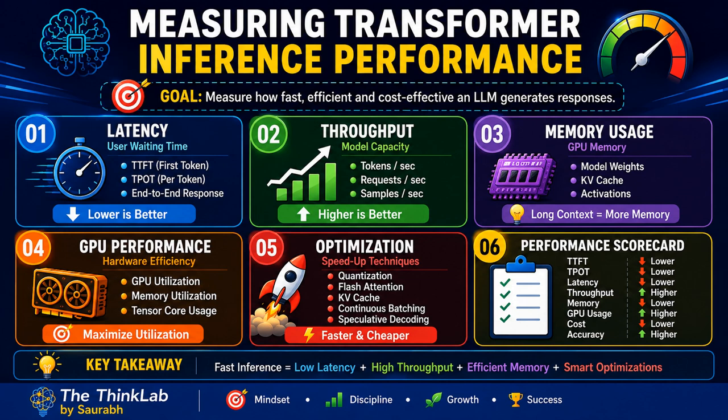Another server processes 1000 requests per minute. So the second server has the higher throughput. Higher throughput means better scalability. Large AI companies optimize throughput to reduce server cost.